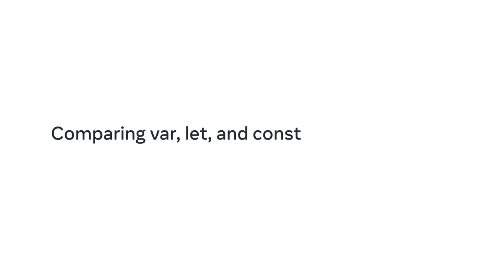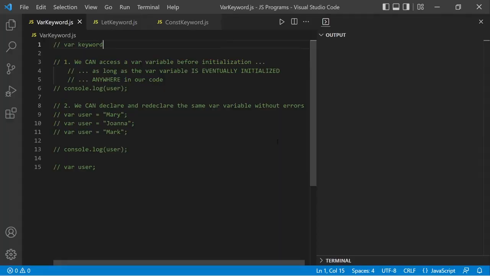In this video, you'll learn about the var, let, and const variables and the different rules that they are bound to. Let's start with the var keyword. I've typed some example code that is currently commented out, but we'll go through it one point at a time.